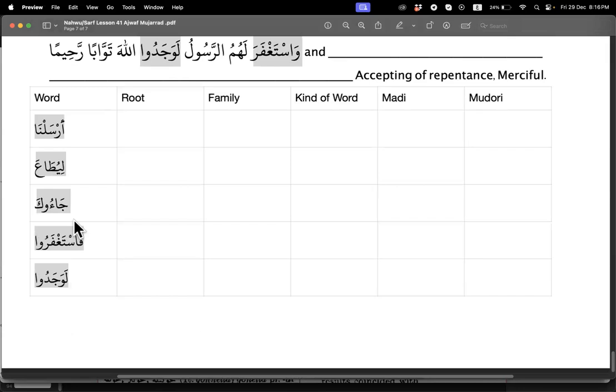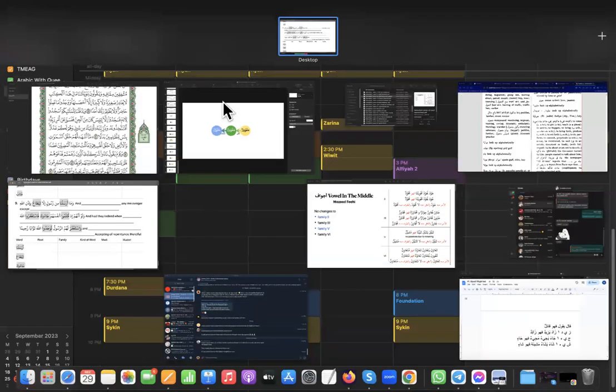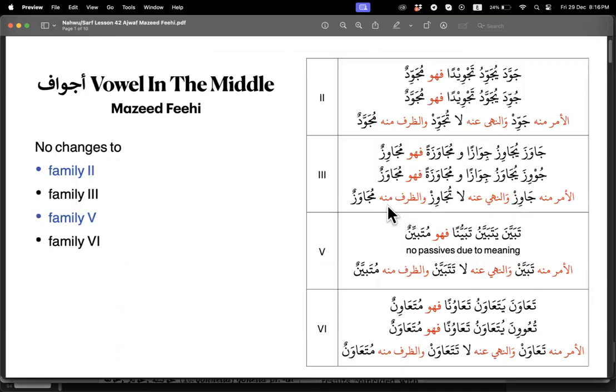Clear? Any questions so far? Okay, so we move on to the next one, inshallah. Mazid Fihi. Ajwaf still, but now we're talking about Mazid Fihi. So we talk about the families that no change happened to them. So basically, you treat the wow or the ya as per normal. These are family 2, family 3, family 5, and family 6.